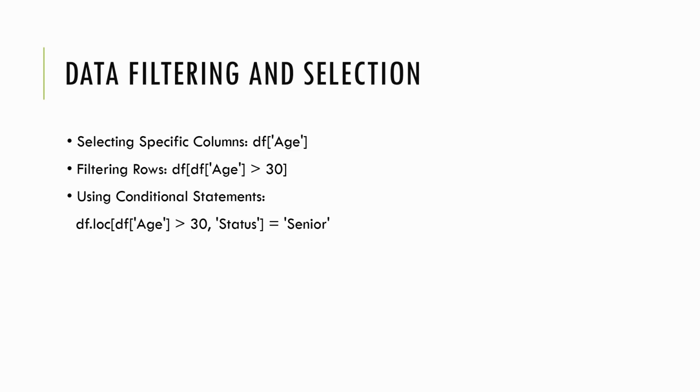With a clean data frame in hand, let's explore how to filter and select data. To select specific columns, you can access them by using the column name like df['age']. To filter rows, you can use a conditional statement. For example, selecting only rows where the age is greater than 30. You can also use the loc function for more complex filtering and conditional assignments like marking people over 30 as senior.